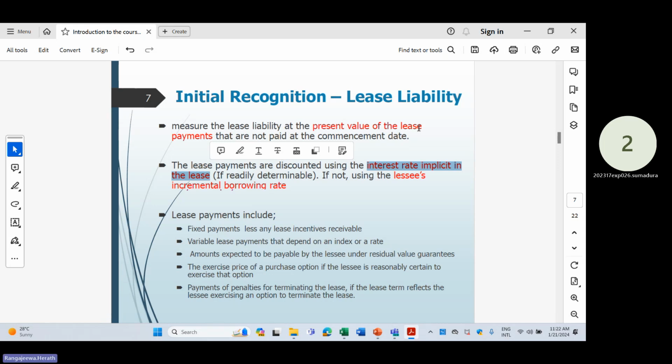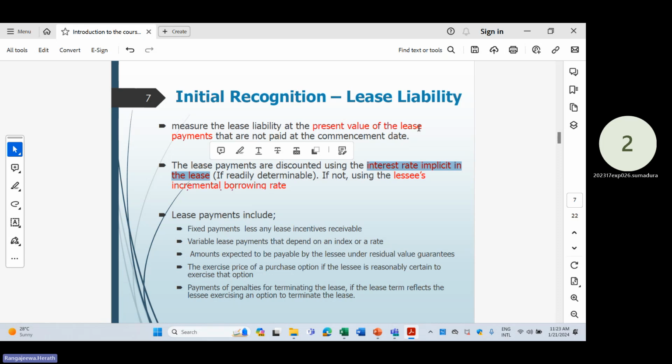But if the lease is an operating lease, there is no implicit interest rate. In that case, you have to use the lessee's incremental borrowing rate. That means if the lessee is going to obtain a loan and take this asset, there will be an interest that you are going to pay.